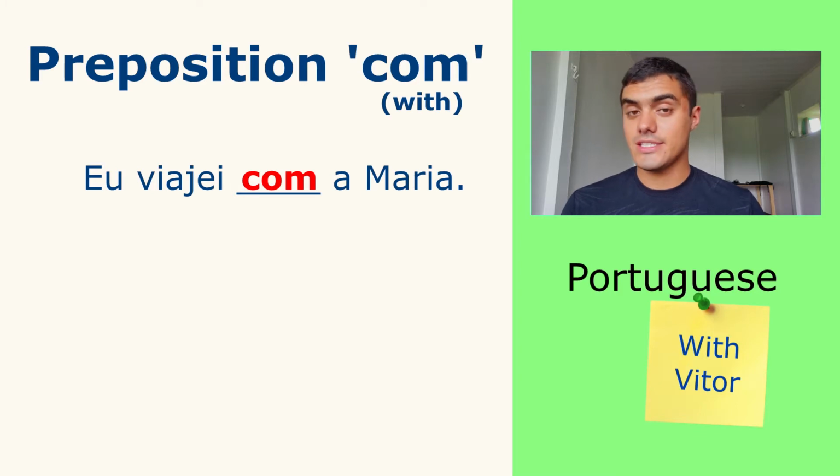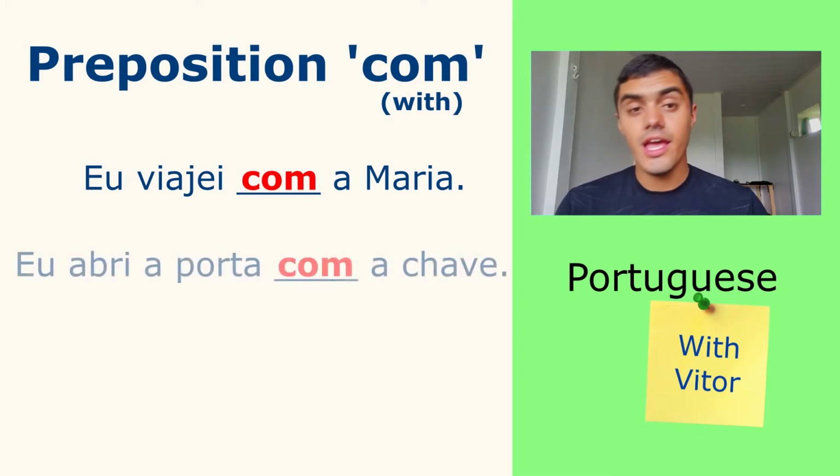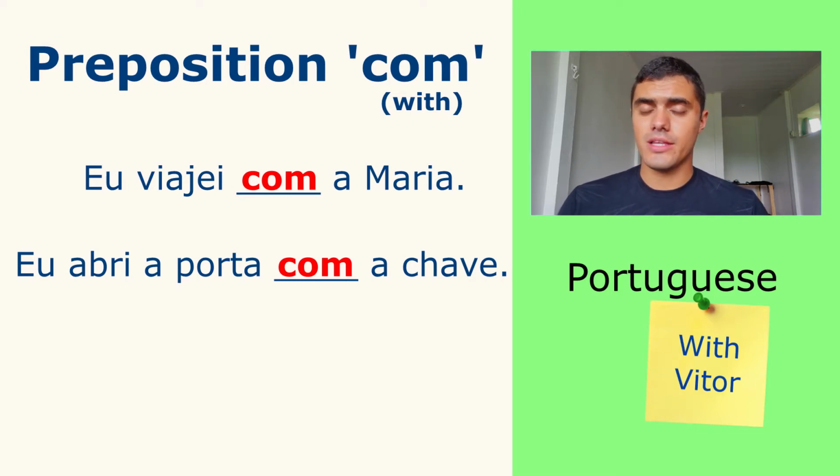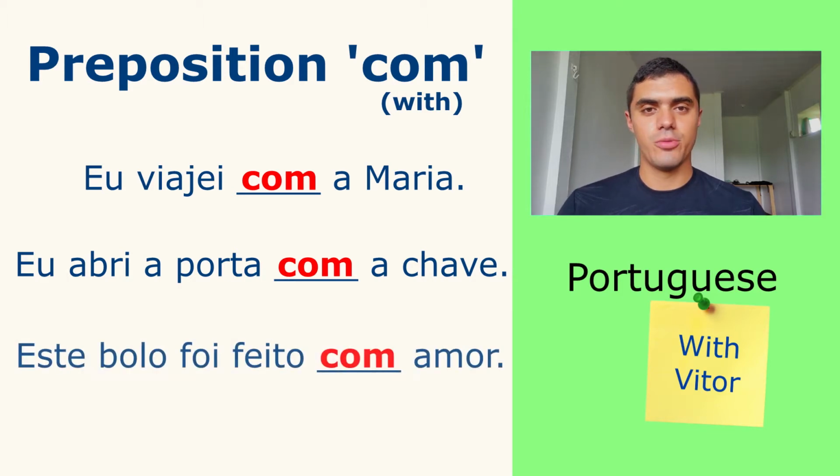Okay? Next case, we have eu abri a porta com a chave. Eu abri a porta com a chave. I opened the door with the key. In this case, I'm showing instrument, okay? And the last example would be este bolo foi feito com amor. Este bolo foi feito com amor. This cake was made with love. So in this case, I'm showing a circumstance. Ready? So let's move on to the next one.